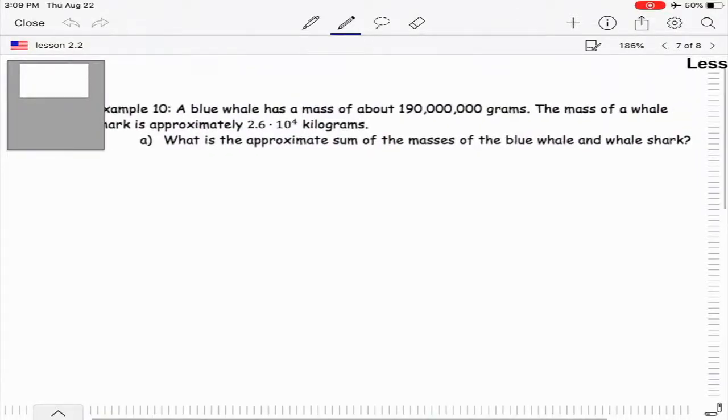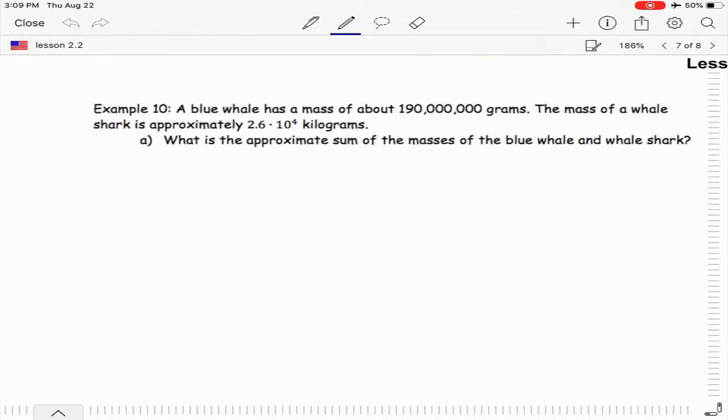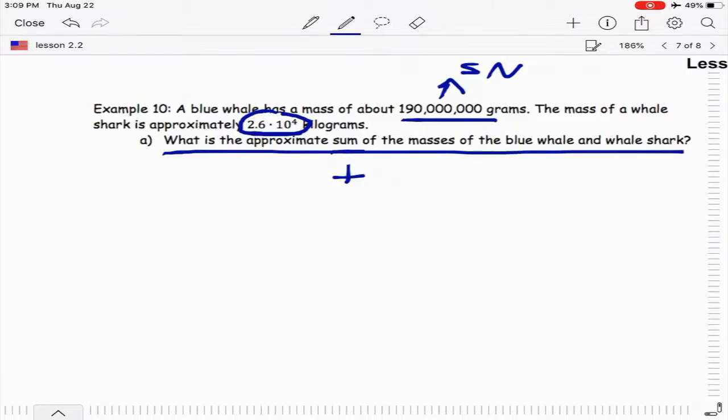Okay, example 10, you're going to do on your own as well. All I'm going to tell you is the word sum means to add. So you're going to add your scientific notations. But if you notice, this number is in scientific notation and this one's not. You can convert this guy into standard form and then add like you normally would. It doesn't tell you that the answer has to be in scientific notation.